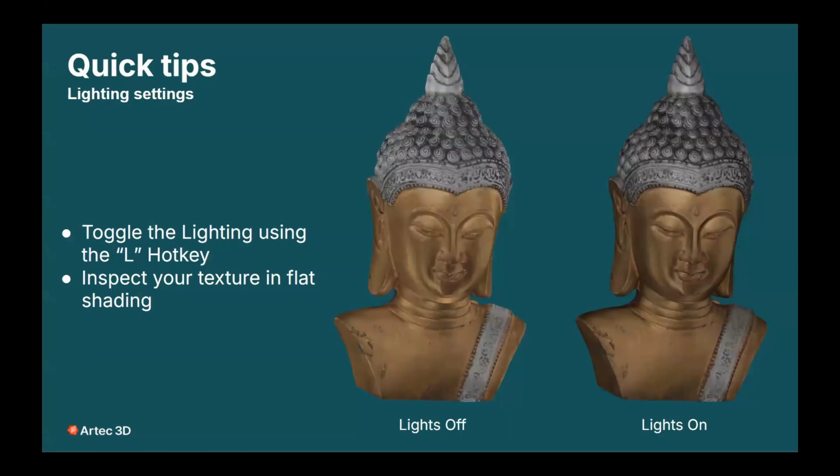Okay, so now I'm going to share a few quick tips for the texturing with you. First of all, in Artec Studio, it is possible to toggle the lighting using the L hotkey on your keyboard. So once you are in the user interface, you can click it and switch between lights turned on and off. Here is how it looks. And actually, why would you need that?